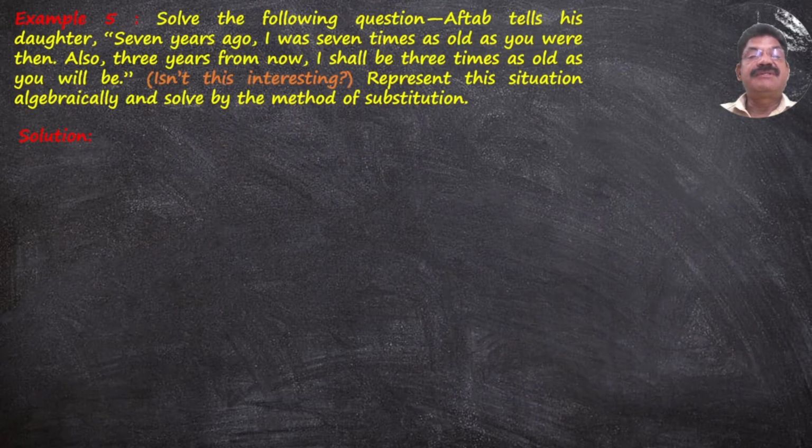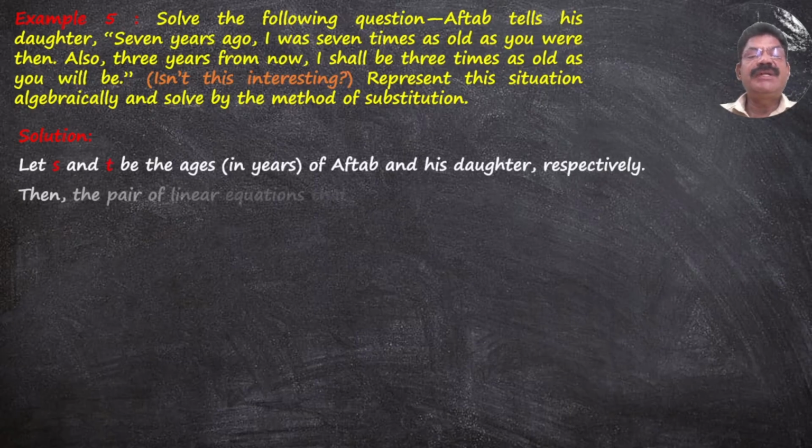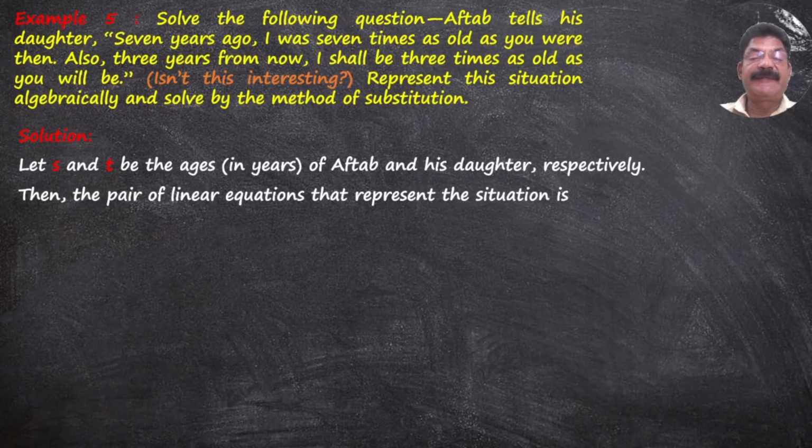Now, example 5. Solve the following question. Aftab tells his daughter, 7 years ago, I was 7 times as old as you were then. Also, 3 years from now, I shall be 3 times as old as you will be. Represent the situation algebraically and solve by the method of substitution. So, we have to find the age of Aftab and his daughter. Let s and t be the ages of Aftab and his daughter respectively.